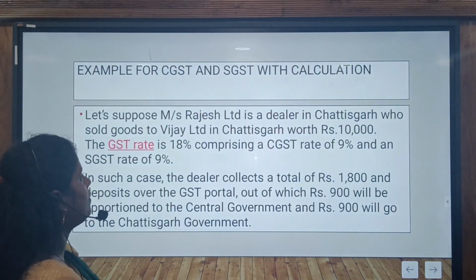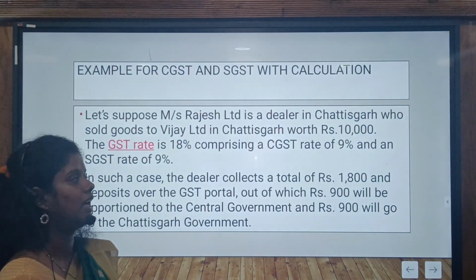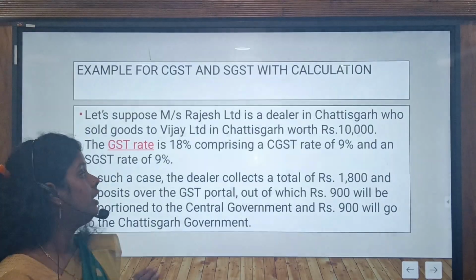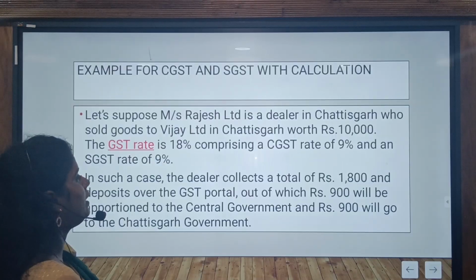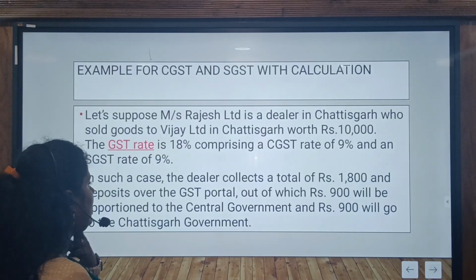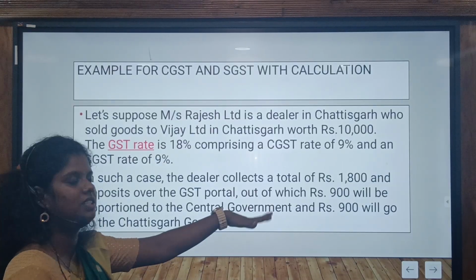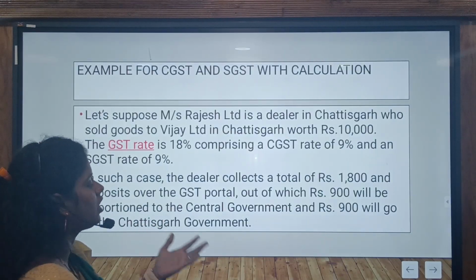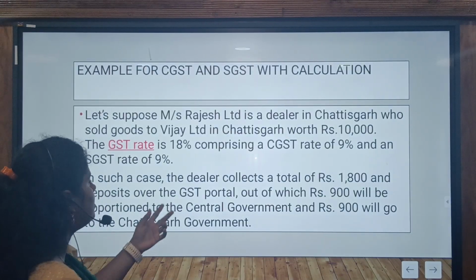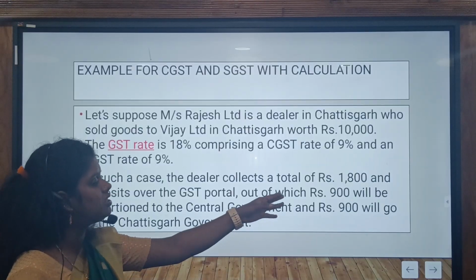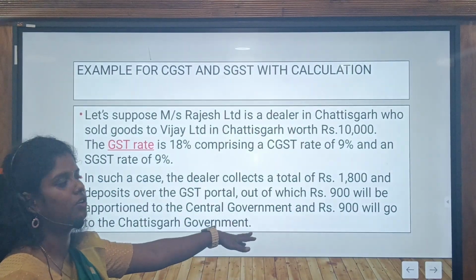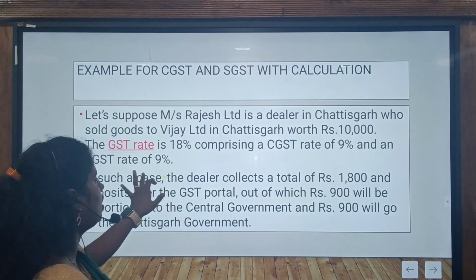So here is the example for CGST and SGST with the calculation. Say Mr. Rajesh deals in Chhattisgarh and sold goods to Vijay Limited in Chhattisgarh worth rupees 10,000. The GST rate is 18%, comprising CGST and SGST. In such a case, the dealer collects a total of 1,800 and deposits it on the GST portal, out of which 900 will be apportioned to the central government and the balance 900 will go to the Chhattisgarh government.